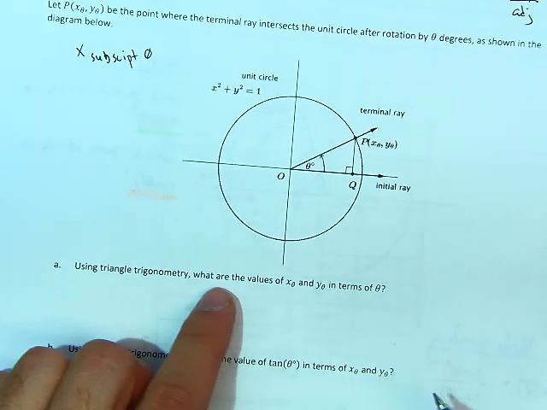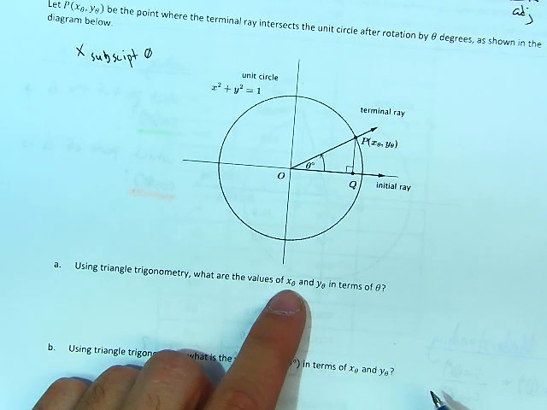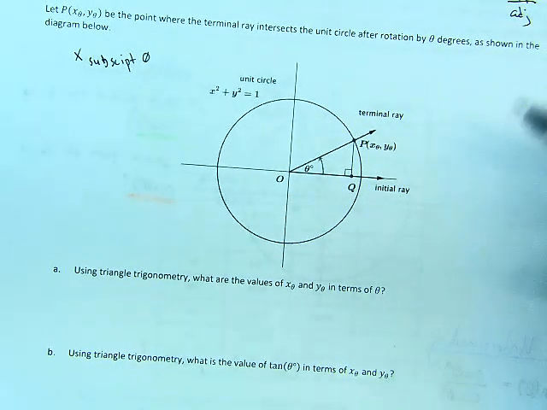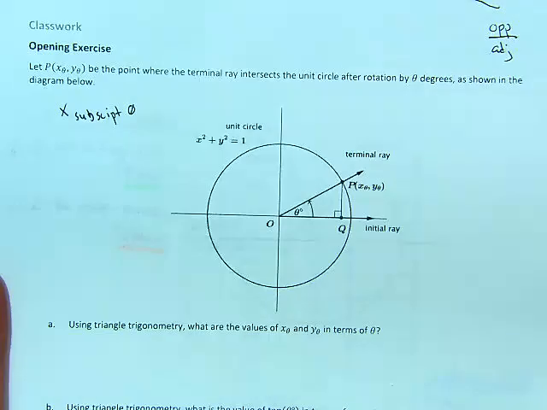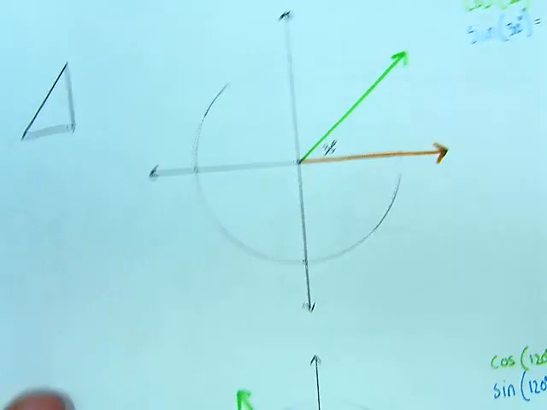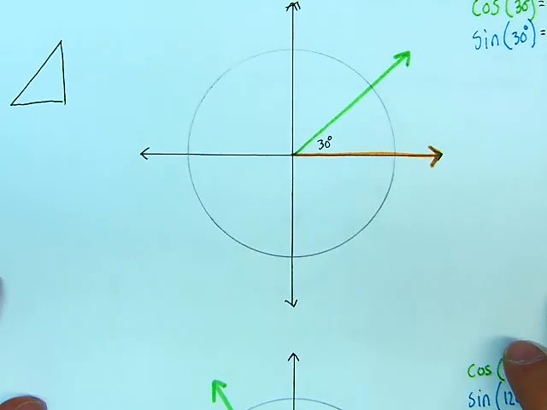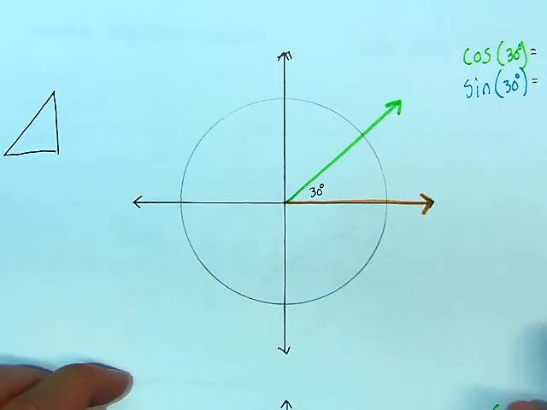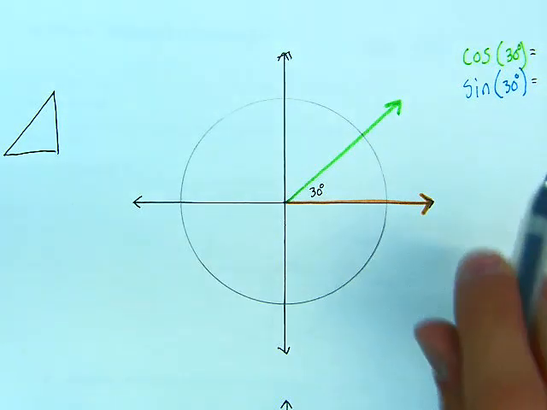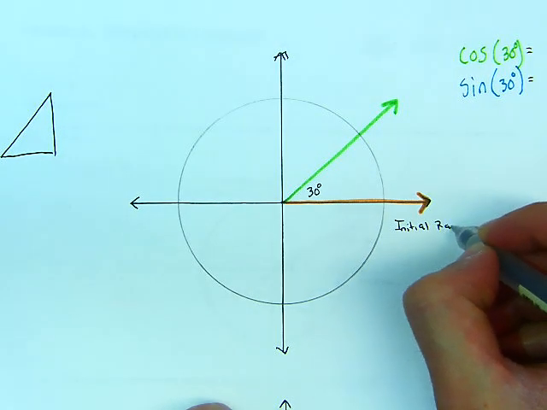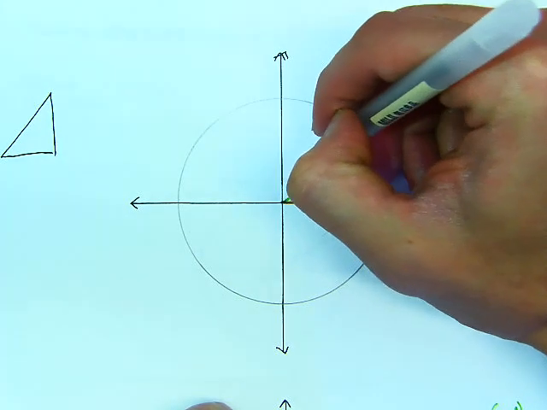Using triangle trigonometry, what are the values of x subscript theta and y subscript theta in terms of theta? So what does that mean? It's a lot of mumbo jumbo, but let's look at this part over here and break it down a little bit. Let's have our circle. This is our initial ray, and this is our terminal ray.